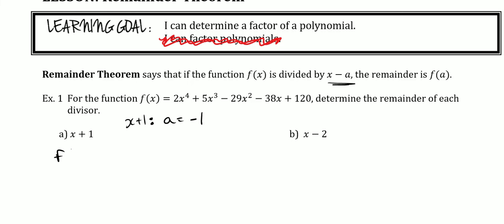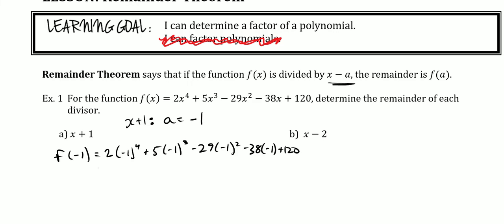So we do f at negative 1. That's obviously important. If you got the sign wrong, it's not going to work out. Equals 2 times negative 1 to the 4th, plus 5 times negative 1 to the 3rd, minus 29 times negative 1 squared, minus 38 times negative 1, plus 120. Whew. Okay, try that on your calculator.